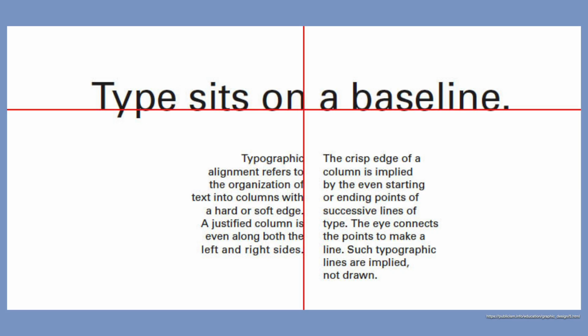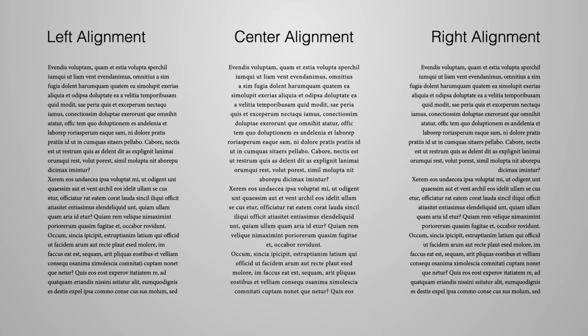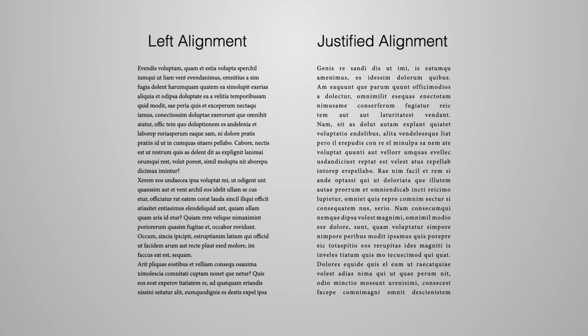Typographic alignment refers to the organization of text into columns with a hard or a soft edge. A justified column is even along both the left and right sides, and we talked about that already. Left alignment, right alignment, bottom aligned, and top aligned, which we've already seen. I think I have an example. Yes, again, I do repeat this, the idea of an implied line through your text here.